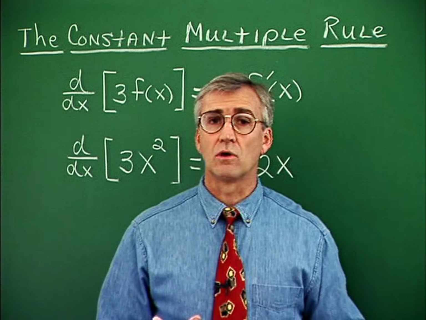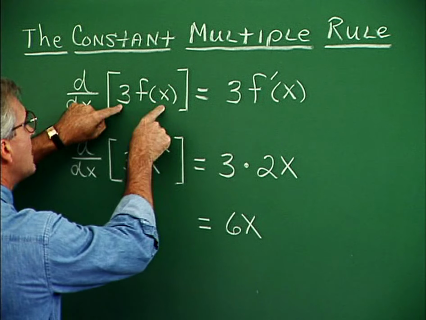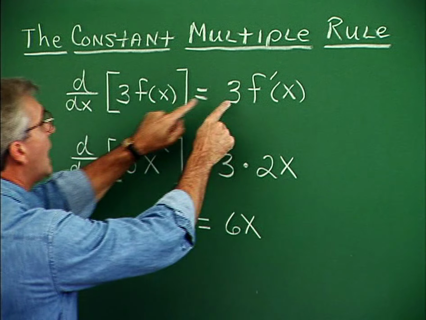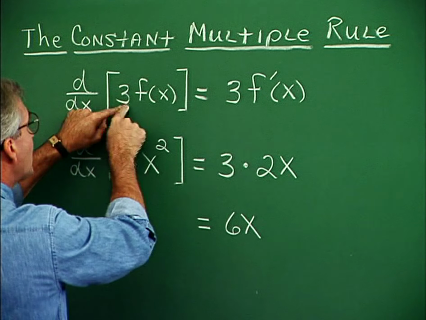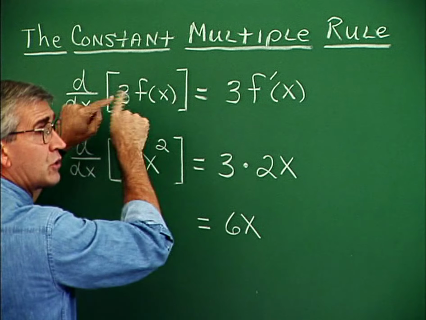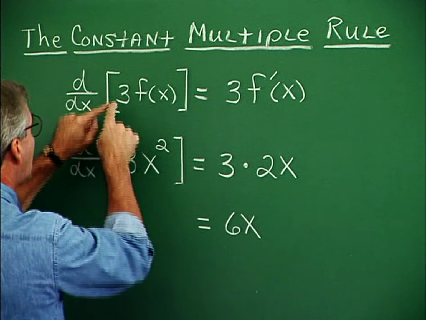It works like this. The derivative of a constant times a function is the constant times the derivative of the function. Now, notice that it doesn't say that the derivative of a product is the product of the derivatives of its factors. That is, it's not the derivative of 3 times the derivative of f of x. You see, and it's important not to think that way.